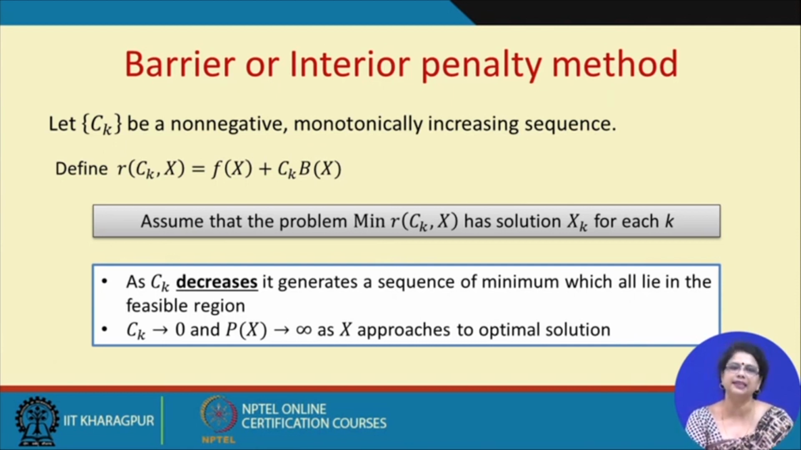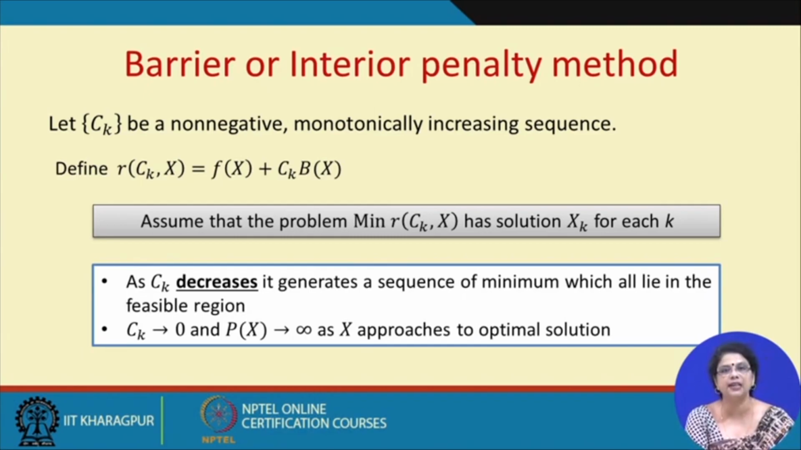But there is another convention you will see in the literature, that in the barrier function method, people are not considering the barrier parameter as Ck. They consider 1 by Ck. That convention is there. Why is it so? Because to make it similar to the exterior penalty function method. As we are saying that we are trying to decrease Ck, if I make it 1 by Ck, then we can say that we are increasing 1 by Ck. That is why that convention is there.